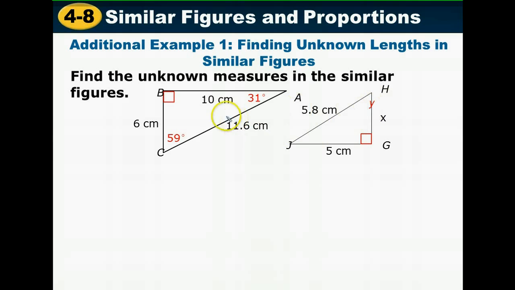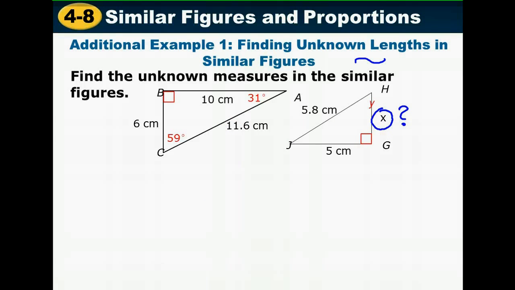So, for example, here they tell me that those two are similar. Remember, the symbol for similar is the little wiggly line. They give me the length of BC is 6. I know the length of AC is 11.6. And on the other one, I know the length of HJ and the length of GJ. However, I need to find the missing one right here. So knowing that this is similar to that one, I can set up the proportions and solve for X, the missing length that I do not know.